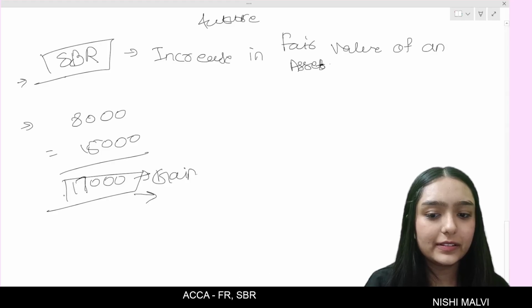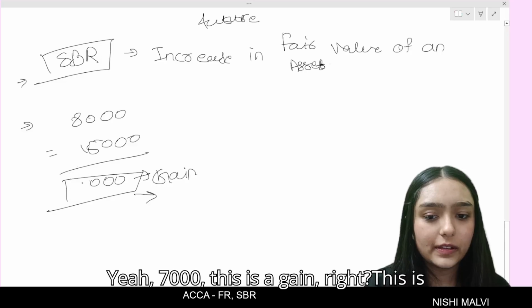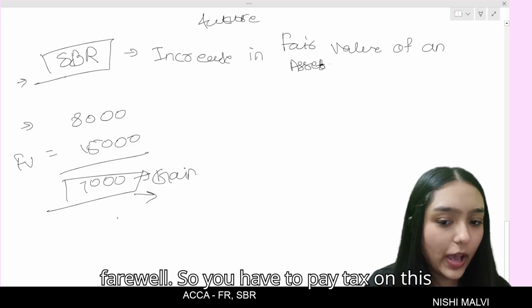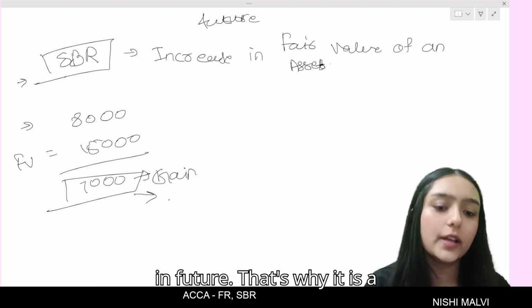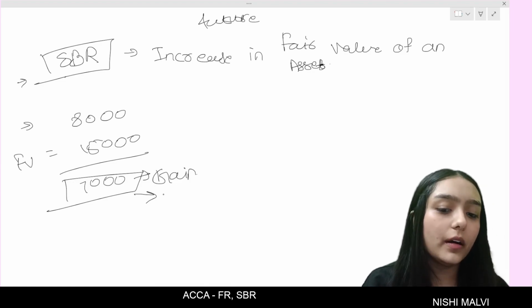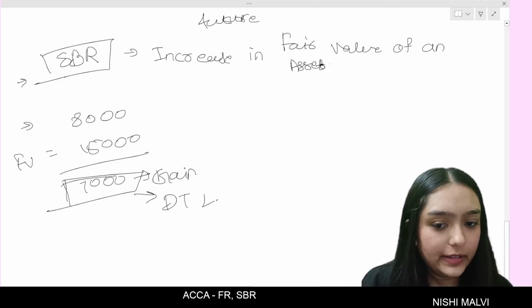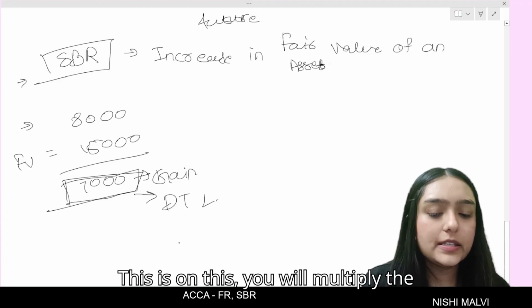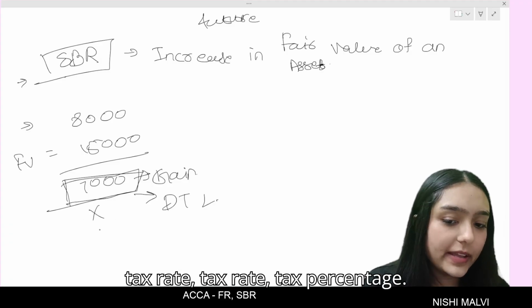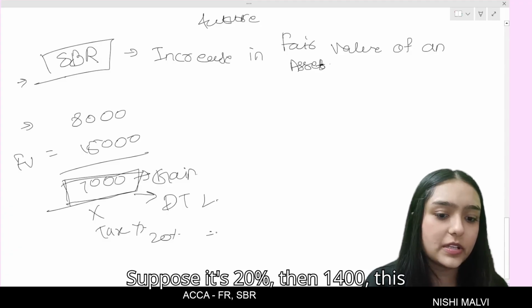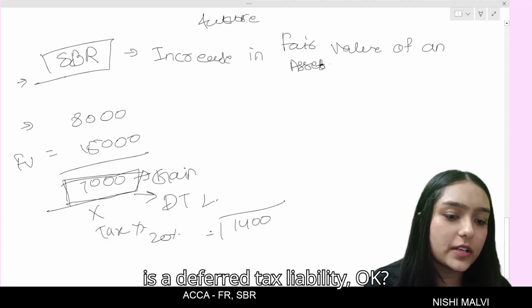Just a second. Yeah, 7,000. This is a gain, right? This is fair value. So you have to pay tax on this in future. That's why it is a deferred tax liability. Okay. On this you will multiply the tax percentage. Suppose it's 20%, then 1,400. This is a deferred tax liability.